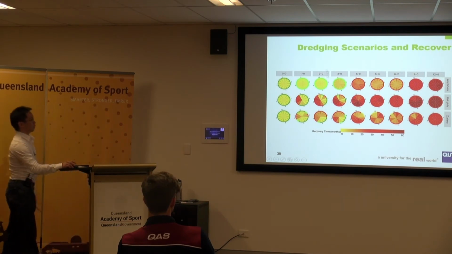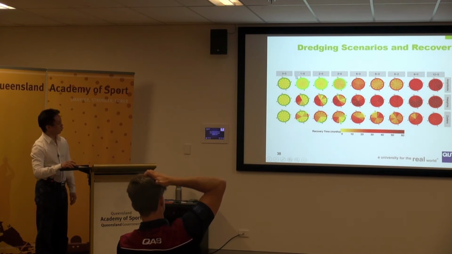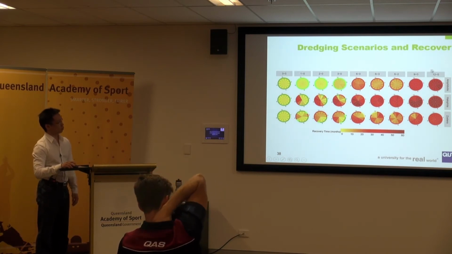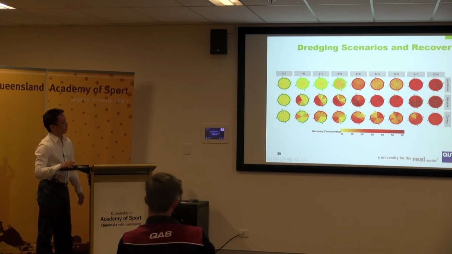So this is talking about the different types of stress. So dredging stress from 0 months of dredging, 1 month, 2 months, all the way out to 12 months of dredging. That's what we have in the columns. The rows are different sites. These are just 3 different species, Amphibolus, Halophila, and Zostera.